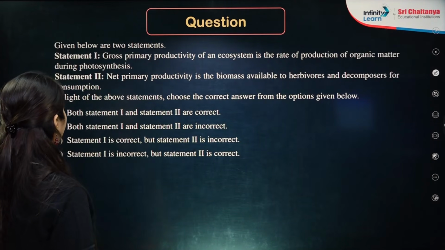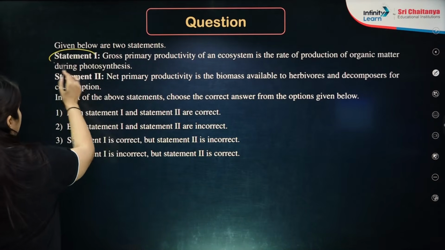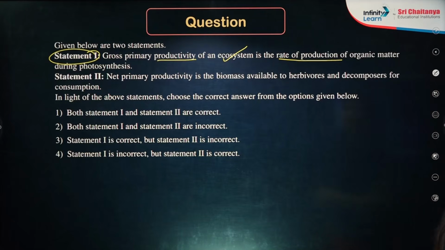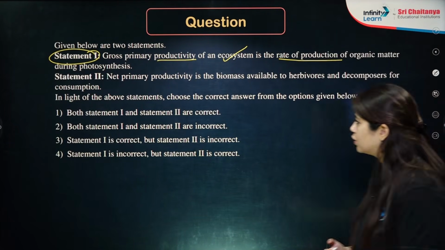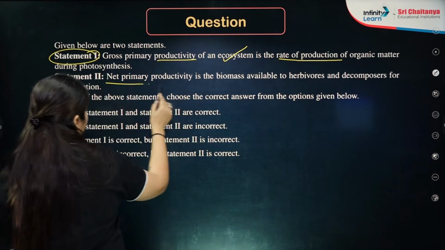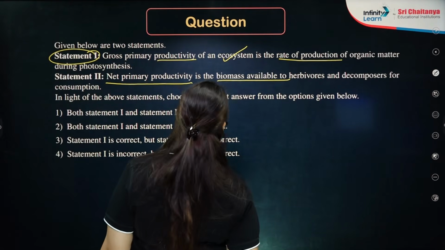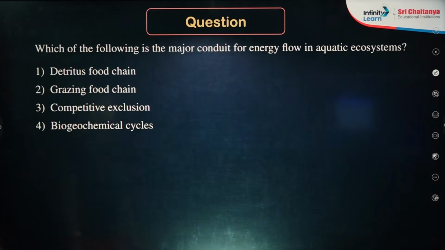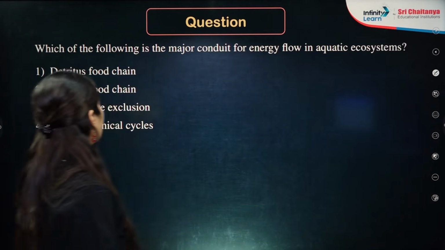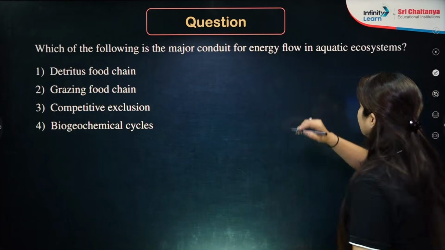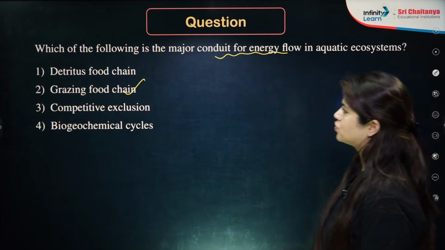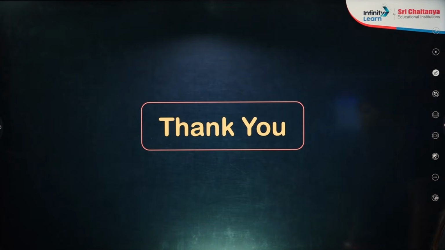Next question, we do have two statements. Number one statement says gross primary productivity of an ecosystem is the rate of production of organic matter during photosynthesis. Perfectly correct. And your second statement says net primary productivity, NPP, is the biomass available to herbivores. Both of them are correct. 1 and 2 both are correct statements. Okay. Next question is, which of the following is a major conduit for energy in an aquatic ecosystem, the grazing food chain? Answer is option number 2.